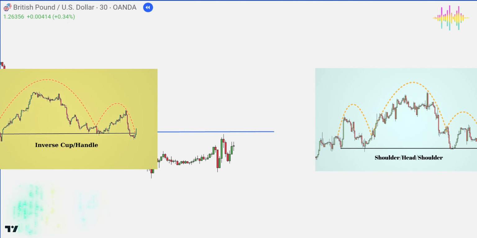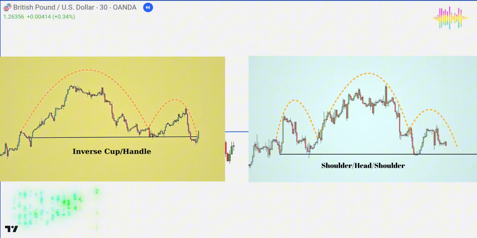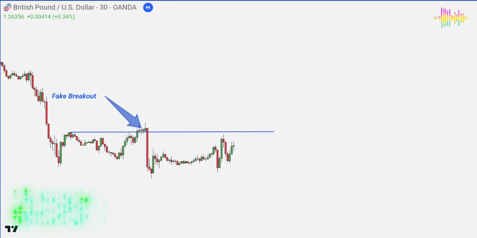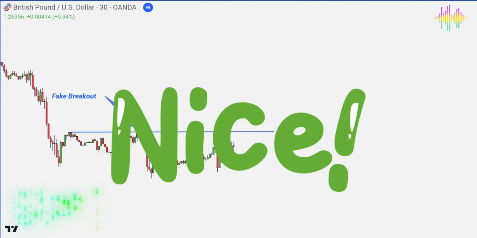If these two formations occur in the opposite direction, they are called the inverse shoulder, head, shoulders, and the inverse cup and handle formations. As you can predict, regular formations turn a downtrend into an uptrend, while inverse formations turn an uptrend into a downtrend. Statistically, the probability of these formations working out is equivalent to 65%, which is quite high in stock trading.